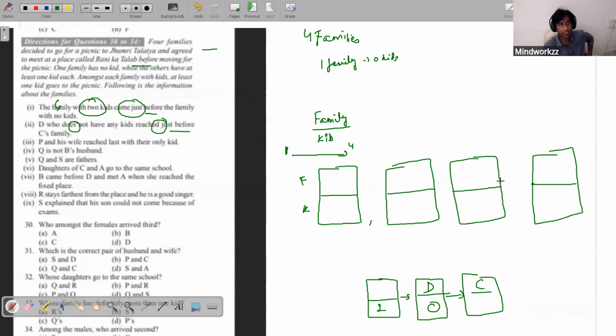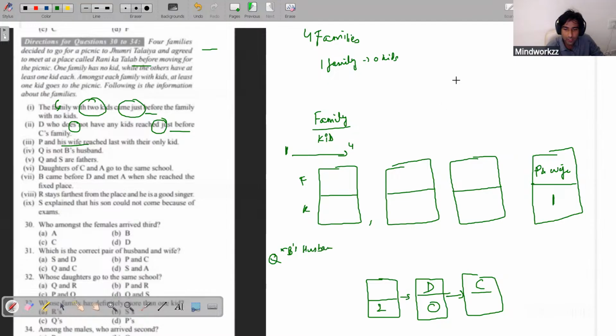Anyway, moving further, P and his wife reached last with their only kid. So P and wife. Now, who is the wife? We don't know. They reached last with their only kid, so they have only one kid, and they reached last. This is something just told to us. Great. Now, what is next? Q is not B's husband.